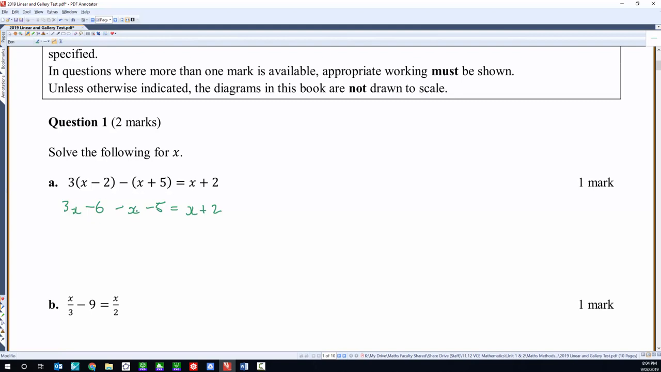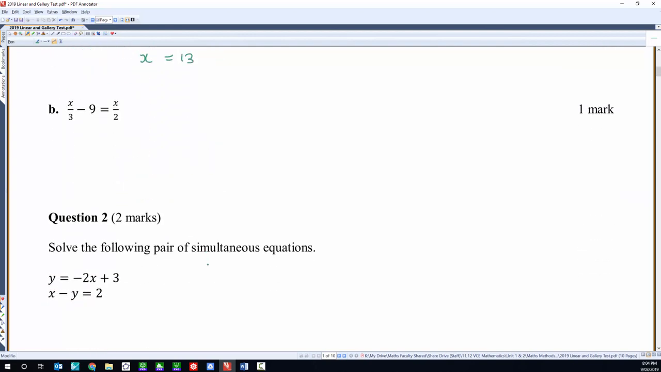Now we're just going to subtract the x's here. So that's 2x take 11 equals x plus 2. Now what we'll do is add 11 to this side and at the same time subtract x from this side. So x will equal 13.